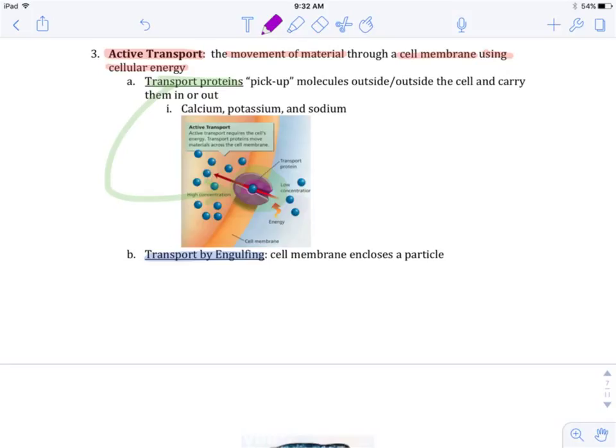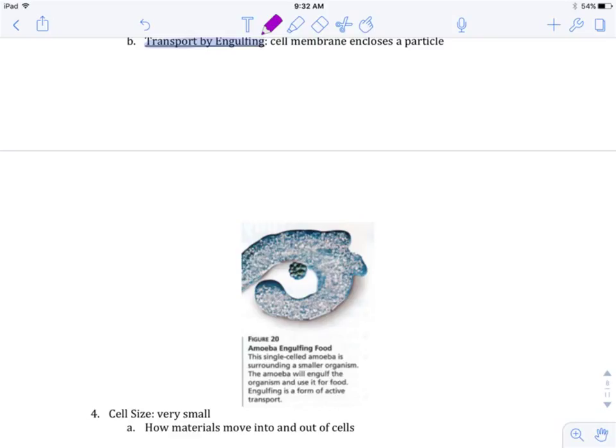A second form of active transport is through engulfing. So a cell membrane can simply close around a particle. Here's an image of a single-celled organism, an amoeba, actually engulfing its food. You can see that it's surrounding it and eventually will close in, and that will be how it actively gets the food source into it. It engulfs to perform active transportation.